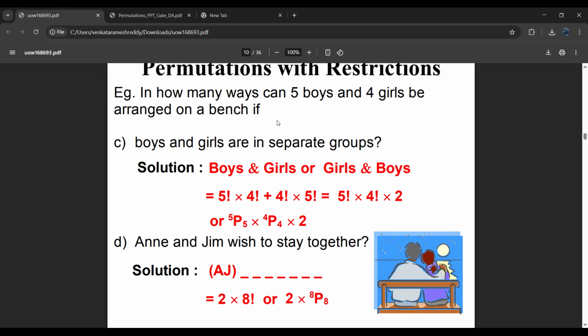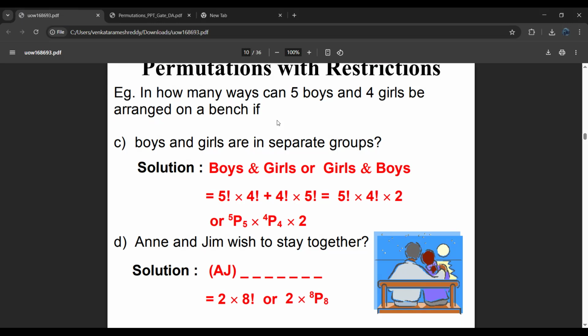They are asking how many ways we can arrange these 5 boys and 4 girls if they are in separate groups. It means boys are in the boys group and girls are in the girls group. You can arrange these groups like this: boys and girls, or girls and boys. If I do boys and girls, in the boys group I will get 5 factorial, in the girls group I will get 4 factorial. Here "or" means you have to do plus.